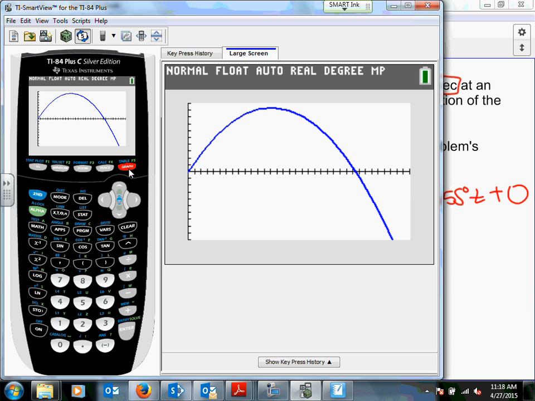Caitlin, you good? No, it's not. Let me look at your equation. I mean, it might be in here, but I don't know.